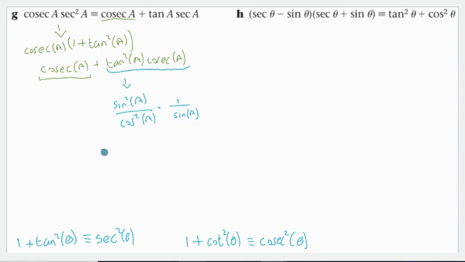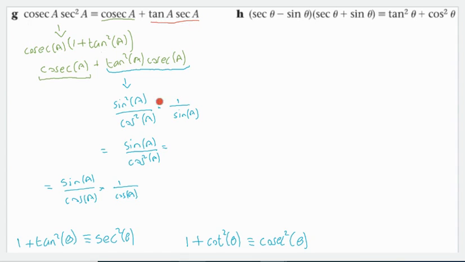Therefore, cancelling the sines, one sine at the top and the sine at the bottom, I'm left with sine A over cos squared A. And that is the same thing as sine A over cos A multiplied by 1 over cos A. Now you might think, why have I chosen to do that? Again, I'm always looking at what I'm trying to prove.